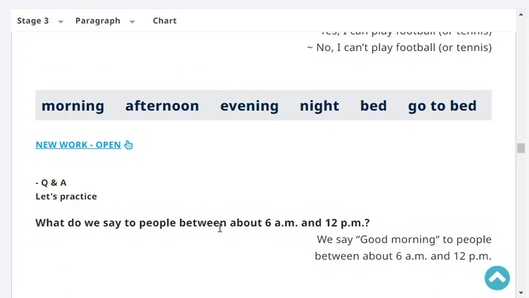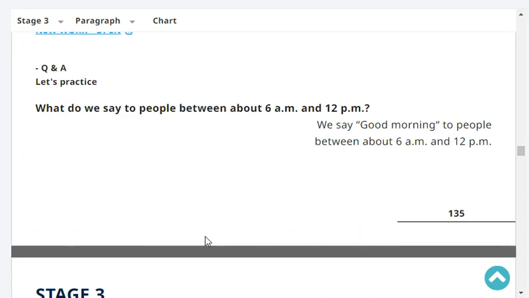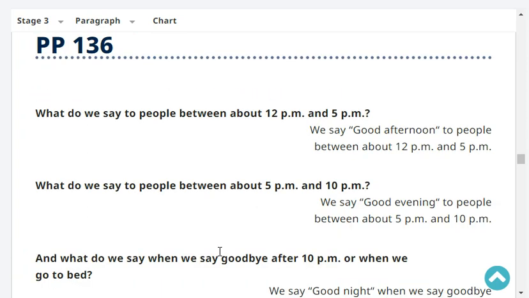Very good. What do we say to people between about 6 a.m. and 12 noon? We say good morning to people between about 6 a.m. and 12 p.m. And what do we say to people between about 12 p.m. and 5 p.m.? We say good afternoon to people between about 12 p.m. and 5 p.m.